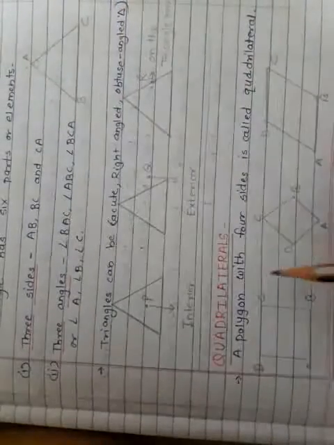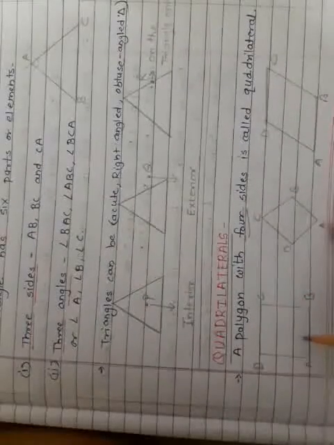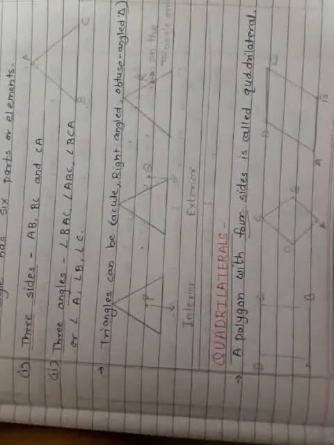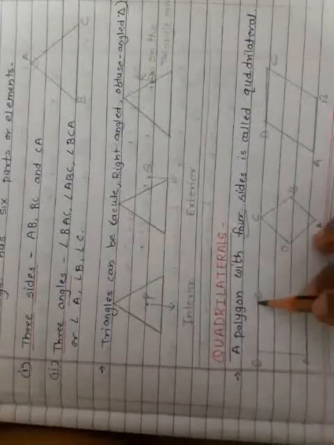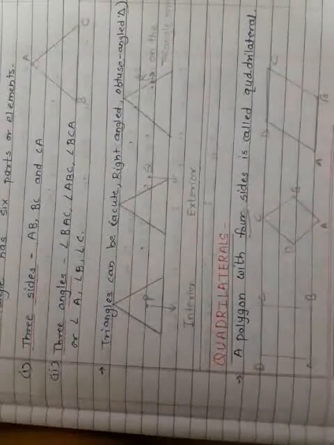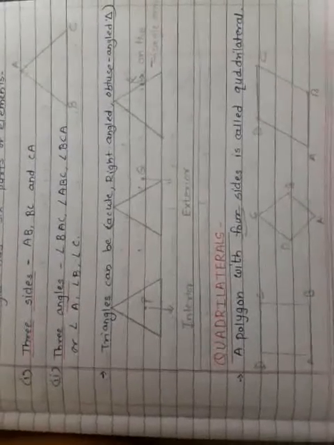Next, we will see quadrilaterals. What is meant by quadrilateral? A polygon with 4 sides is called a quadrilateral. In a triangle there are 3 sides, but in a quadrilateral there are 4 sides. See, in quadrilateral ABCD, there are 4 sides: AB, BC, CD and DA. In this figure also there are 4 sides. So this is known as a quadrilateral. Understood?